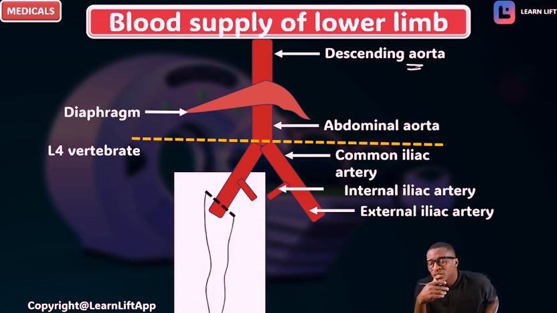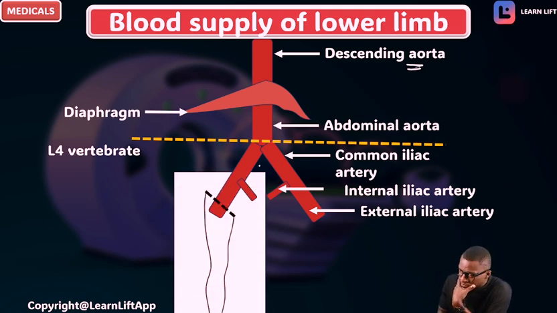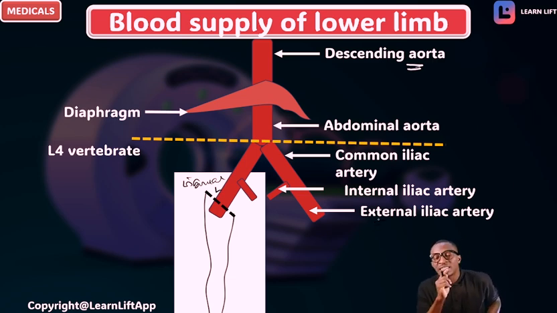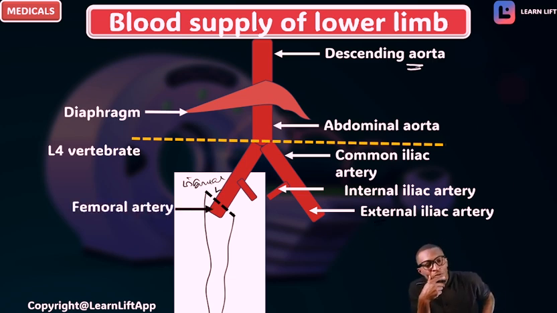Now look at it. This external iliac artery keeps moving and it's going to enter the leg. This landmark, this point, is what we call the inguinal ligament. What do we call it? Inguinal ligament. Of course, by now you should know that. So immediately it passes through the inguinal ligament, guess what? It stops being the external iliac artery and it now starts a new name to become the femoral artery.